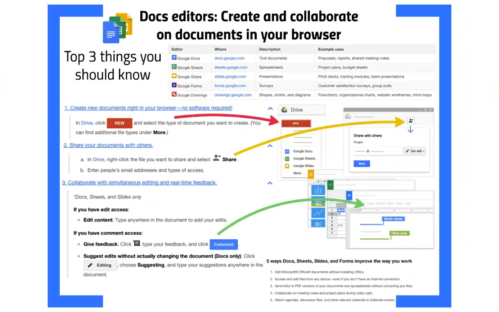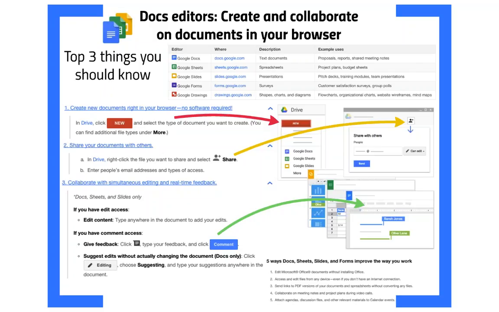All right, so now that we covered Google Drive, let's talk about Google Docs, which can also be found in Google Drive. So basically, here are the top 3 things you should know. Google Apps is essentially Google's version of Microsoft Office. So Google Docs are basically text documents, a lot like Microsoft Word. Google Sheets are spreadsheets, just like Microsoft Excel. Google Slides are presentations, just like PowerPoint.